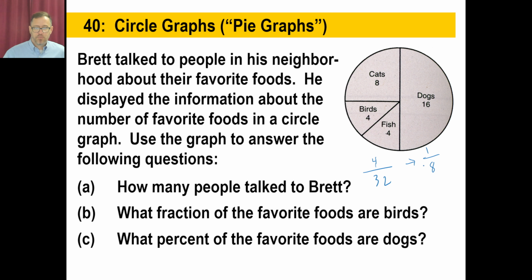Okay. What percent of the favorite foods are dogs? Well, that's 16, right? We have, instead of 4 out of 32, 16 out of 32. You probably see that that's 50%, half the people. If you didn't, just keep reducing 16 and 32 by 2s as much as you want till you get it all the way down to 1/2 or 50%.